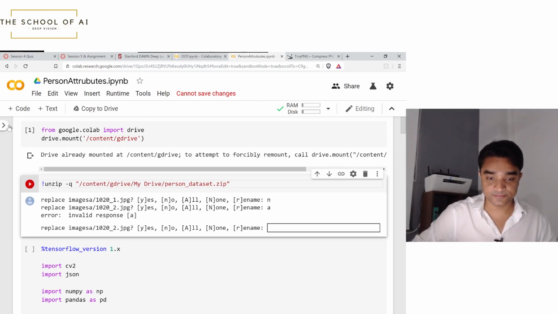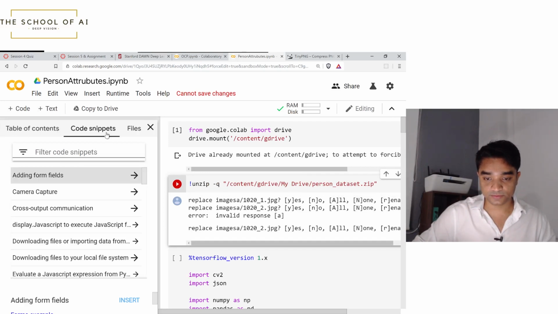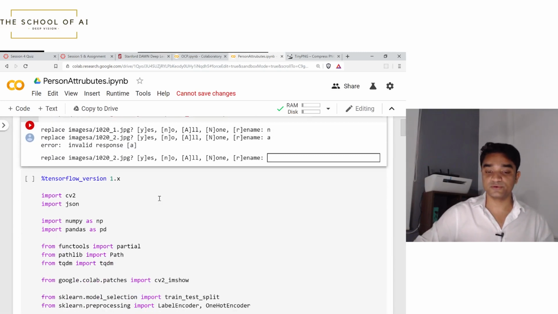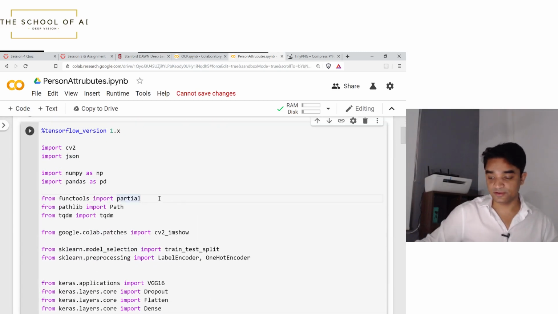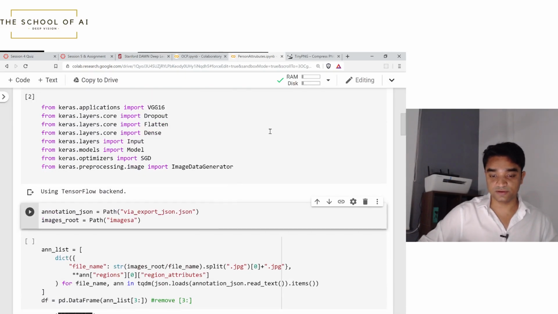It's already mounted. It says the samples are already there, so I don't have to unzip. So I'll not run that command, but if you do it for the first time, you have to run that command. That's a simple code which is calling all the gods.